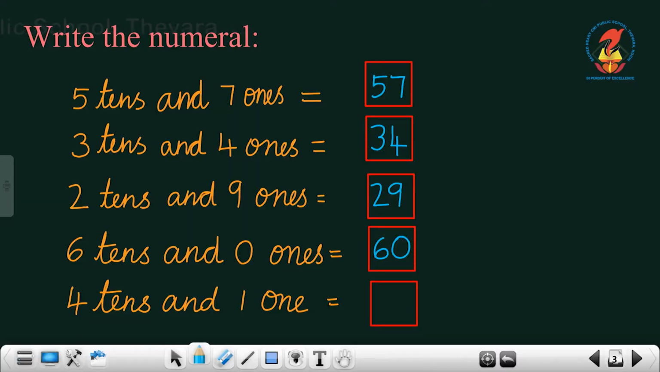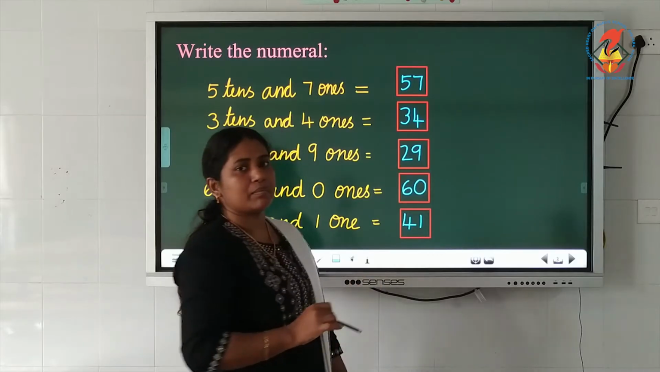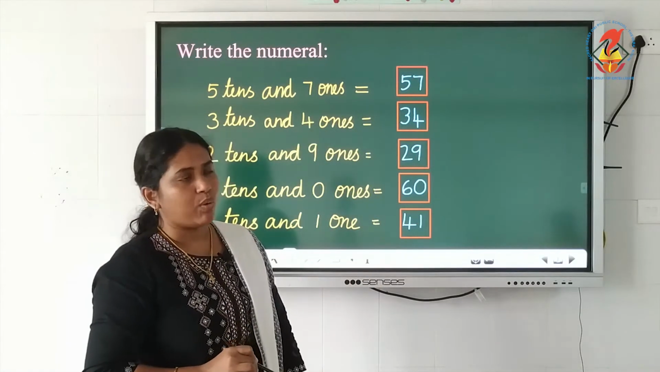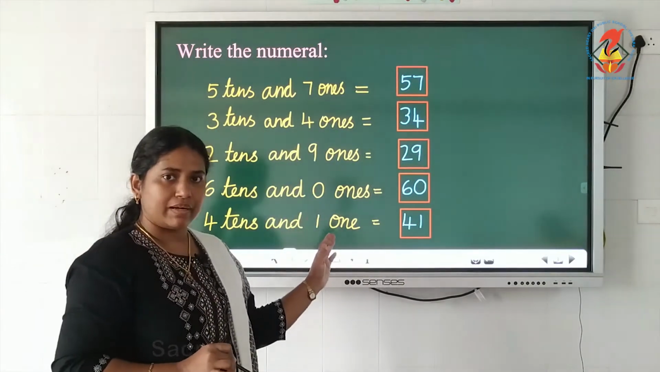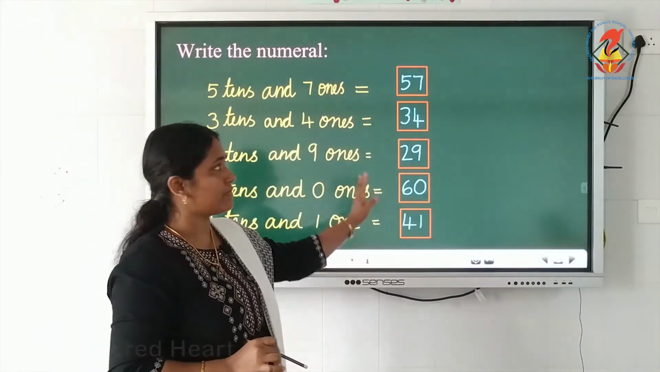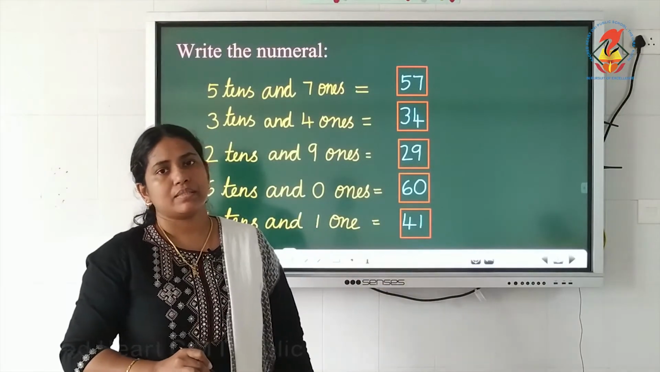4 tens and 1 one. How many tens are there? 4 tens. So at tens place we will write 4. And how many ones? Only 1 one. So on ones place we will write 1. So what is the number? 41. Clear? So here the expanded form is given. We have to write the numeral. That means we have to write the numbers. Okay.